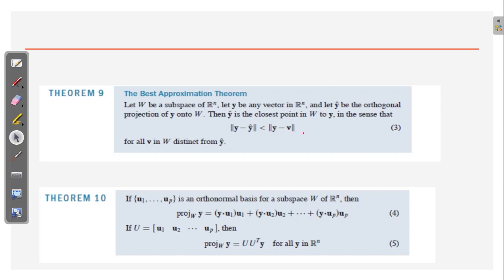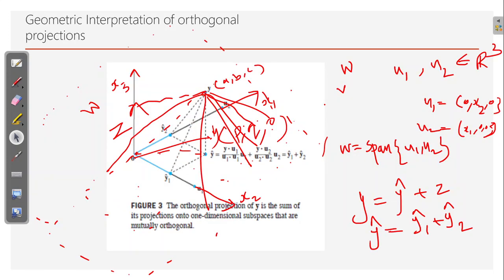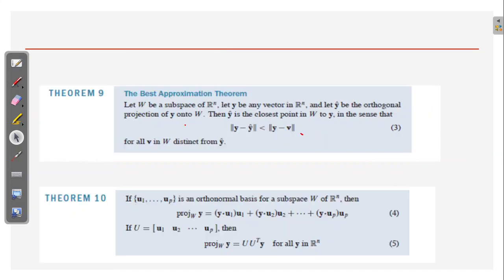So that means we have discussed this just a little bit ago. We have taken an arbitrary vector v which belongs to the x1 x2 plane, or W subspace. The norm y minus v means the distance between y and v. Norm y minus y cap means the distance between y and y cap. So y cap, the orthogonal projection of y onto W, will be such that the distance between y and y cap is always minimum, always less than the distance from y to any other arbitrary vector v. That is the theorem.